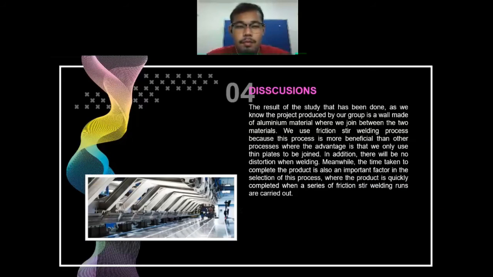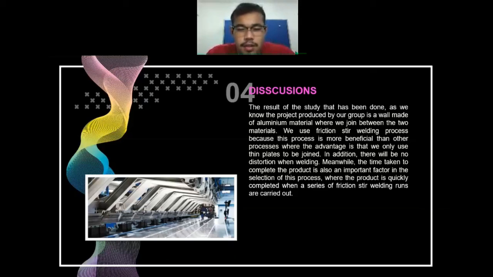Discussion. The result of the study that has been done. As we know, the project produced by our group is a wall made of aluminum material, where we join the two materials. We use the friction stir welding process because this process is more beneficial than other processes, where the advantage is that we only use thin plate to be joined.